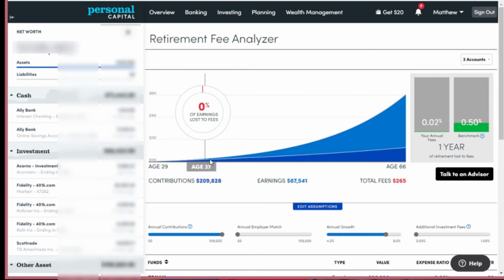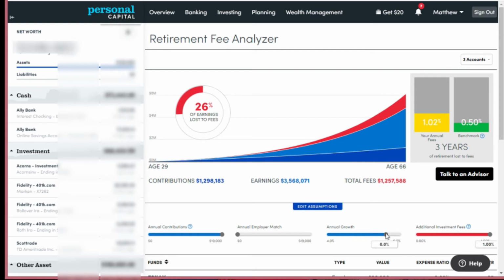This graph shows you year by year, assuming in this case I invest $19,000, which is the max 401k contribution you can make, how much you would have invested by your earnings, but also the amount that will be taken out in fees. And these fees can be absolutely massive. It's not uncommon for people to have 1% in fees. So I took this slider, adjusted it all the way up to 1%, assumed 8% growth, and you see I'm 29 years old, and by the time I'm 66 I would have paid $1.25 million in fees.